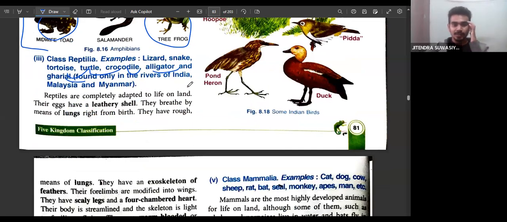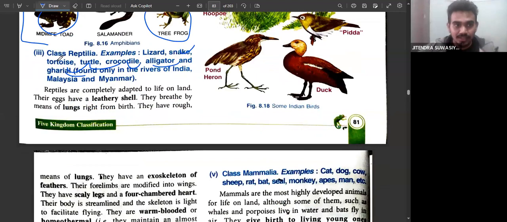So what are reptiles? Reptiles crawl on the land. Whatever things we will discuss now are their common characters, that they crawl on the surface of the land. So we can say they belong to the reptiles, like the lizard we have seen, then snake, tortoise, turtle, crocodile, alligator, and gharial, which is found in the rivers of India, Malaysia, and Myanmar.